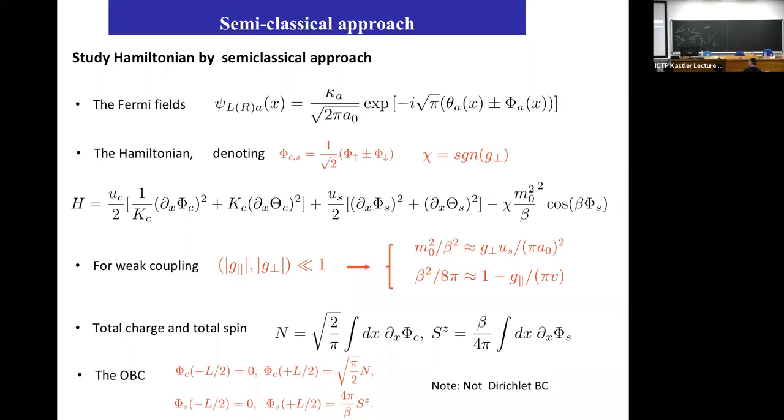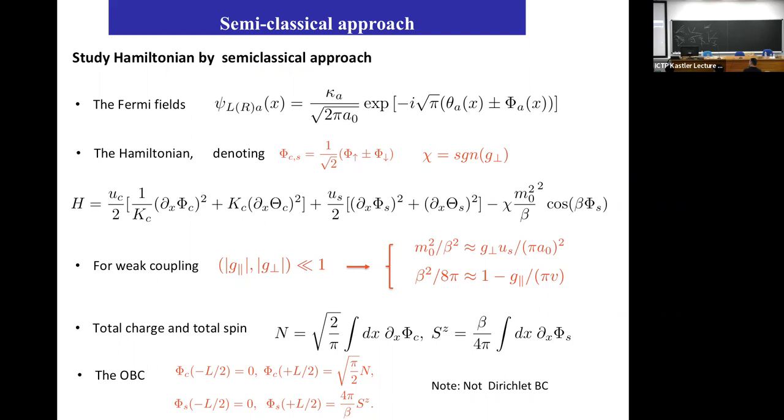In terms of the bosonic fields, the number of particles is given by the integral over the charge field, while the spin is given by the integral over the spin field. And the open boundary conditions that were imposed on the fermions are translated in the bosonic language to phi c at minus L is zero, while phi c at plus L is given by square root of pi over 2n, while the spin part is given again in terms of the total spin, and there is a difference between the left and the right, which determines the total spin of the system.